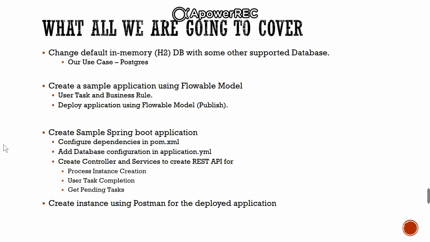In the same way, in the next video, when we are going to create an application, we are going to include the dependencies of Flowable. We'll see what all the dependencies are, and then we'll configure some database properties, and also we'll create some Java REST APIs for instantiating a case, completing the user task and retrieving the pending task. And the same we can validate using the Postman application.